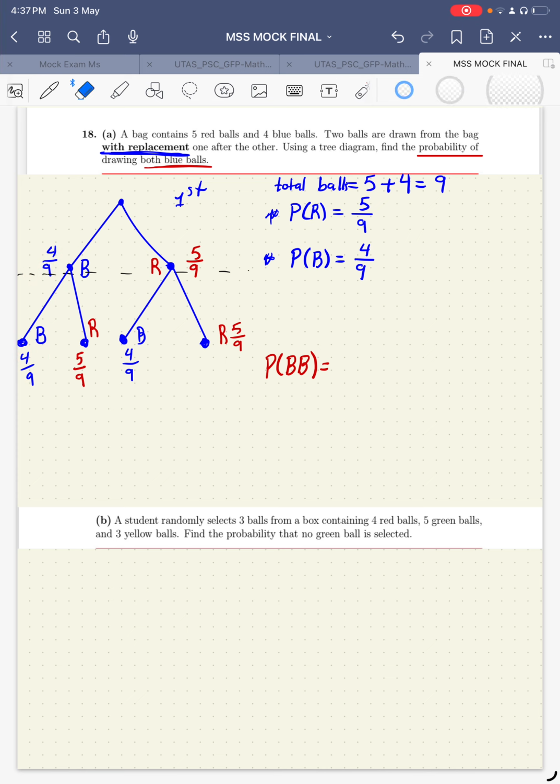So I'm going to have 4 over 9 times 4 over 9, which, if I use the calculator, is 16 over 81, which is approximately 0.198, which means it is not very likely to happen.